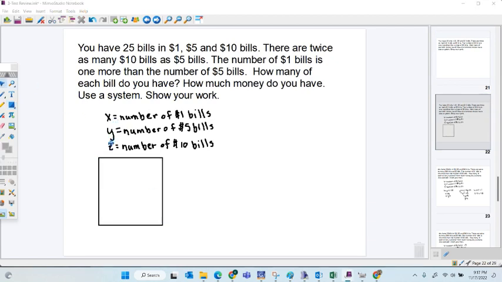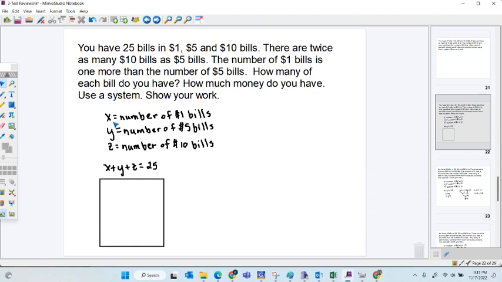So let's just use X and Y and Z because we're used to it and assign it a label. So X is our number of $1 bills, Y our number of fives, Z our number of tens. Altogether, we have 25 bills. So if we add up these three, we get the 25 bills that we have. We have money equations. Also, actually, we don't have a money equation here, do we? There are twice as many $10 bills as $5 bills. So there's going to be more of the 10s. We'll take our 10. Z is 2 times the 5s.